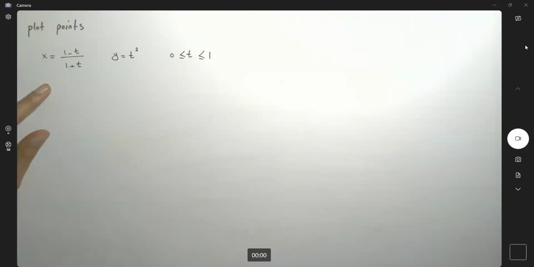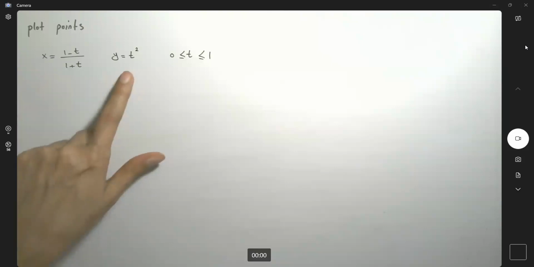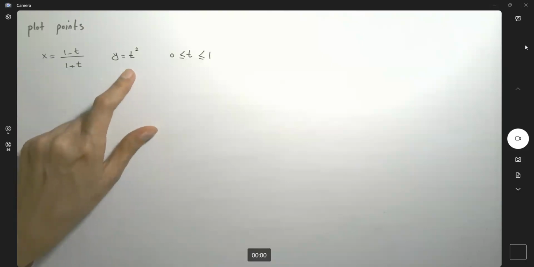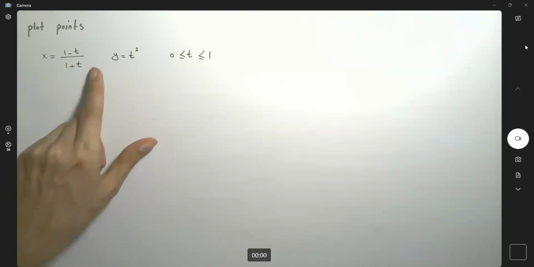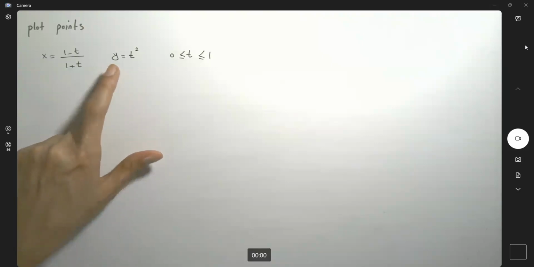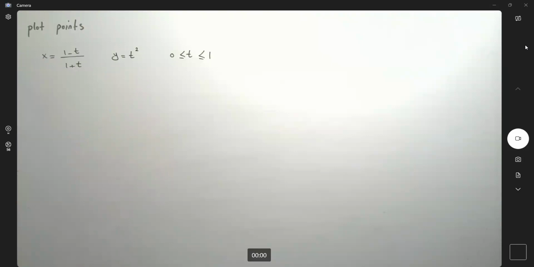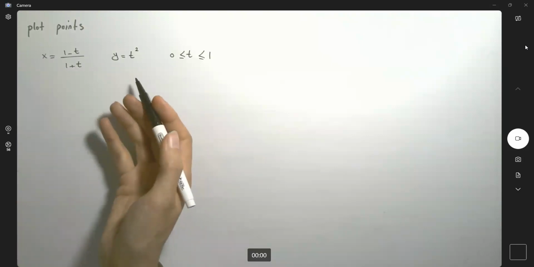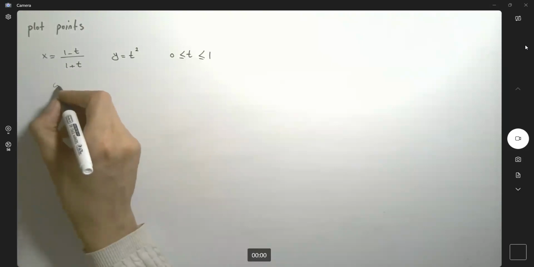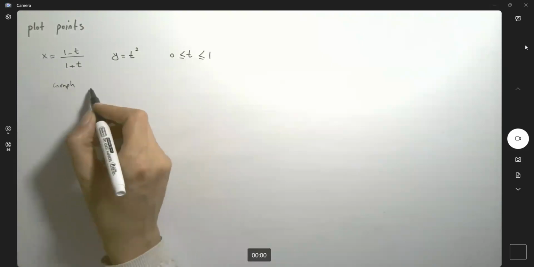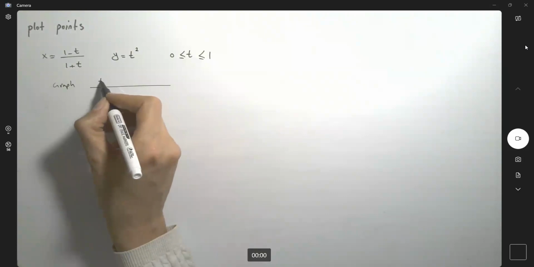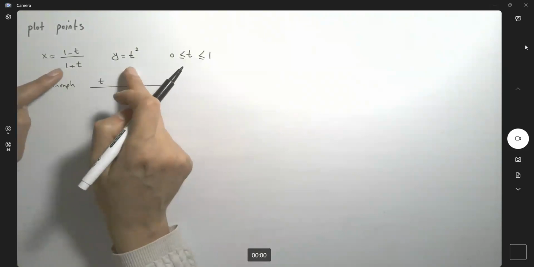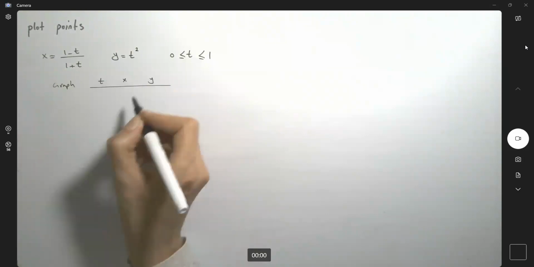Let's take a look at the next question. It says x is (1 minus t) divided by (1 plus t), and y is t squared. You introduce a parameter that helps us analyze, for example, a particle or whatever this is, and t is bounded between 0 and 1. So what you can do is graph this and use a table using t as the main parameter, and then x and y.